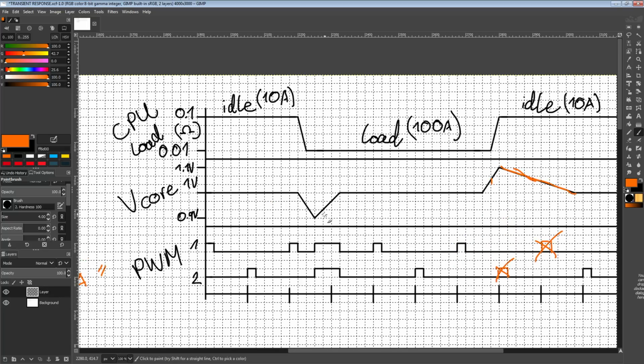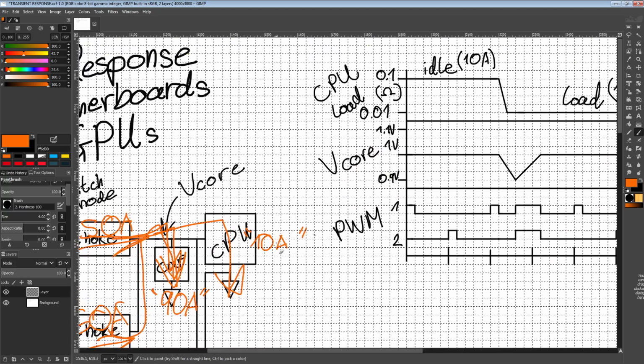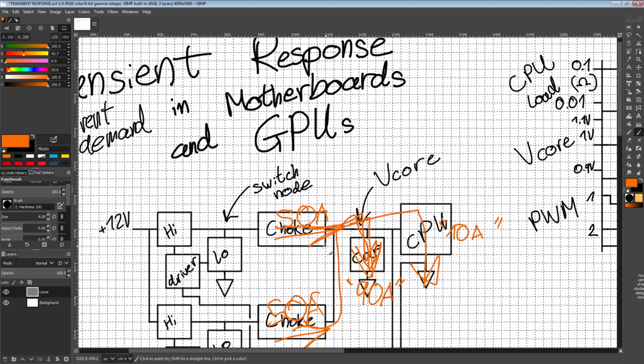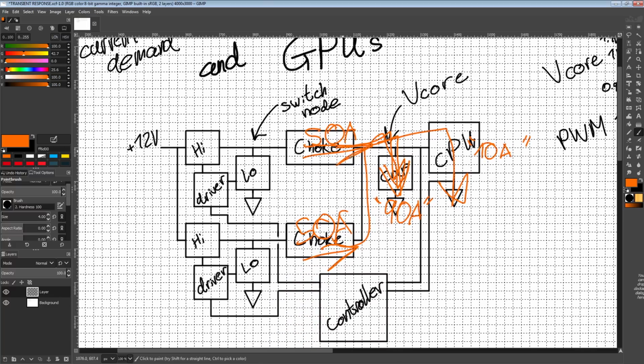If we had a VRM with better transient response, we might have something that looks like this. Or if we had a VRM with worse transient response, we just have bigger spikes instead. So that's all there really is to the basics of what transient response is. It's just measuring how the VRM manages to deal with a load transient. And the main issue with load transients for buck converters is your inductors.